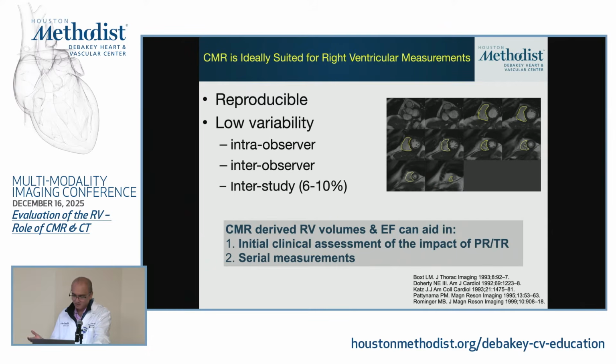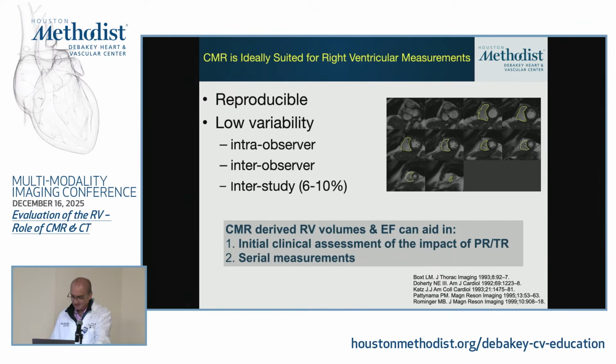So where this is useful is really if you have a patient that you want to get an accurate assessment of volumes or ejection fraction, that's where MRI can be useful for an initial assessment, but also important for serial assessment, for following serial changes in a patient who has a concern for right ventricular abnormalities, as well as right-sided valvular heart disease, pulmonic or tricuspid regurgitation.